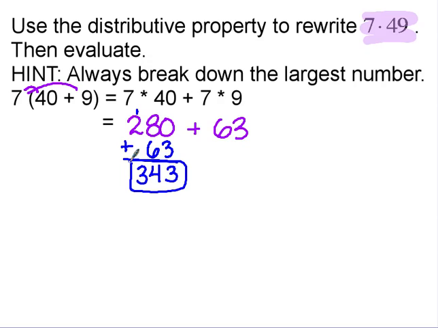So 343 is your answer. I know some of you are saying, well, I could just do 49 times 7 on my own and get 343. I understand that, but we're looking at the distributive property today. So this is how you need to do it today on these problems. Okay? So let's look at another one.